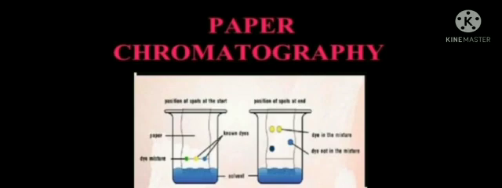Take some water in a beaker. Take a rectangular piece of a filter paper. Put one spot of blue ink on it about 2 cm away from one edge. Keep this paper upright in the water in the beaker. Place a lid on the beaker.